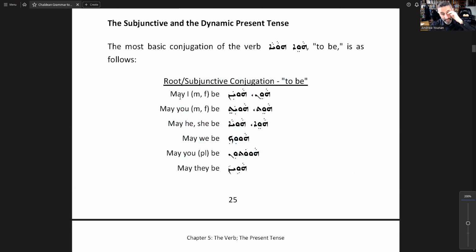If you want to say, may I be, and you can put whatever you want afterwards. May I be the king? May I be like whatever. May I be, if you're a male, you would say, Hawen. May I be. If you're a female, you would say, Hoyan. Hoyan. Hawen. Hoyan. May you be, Howit.